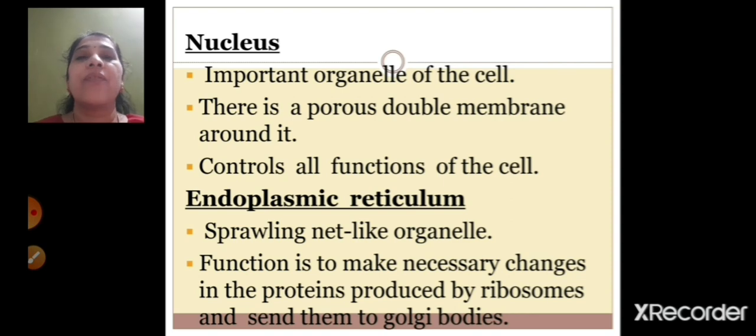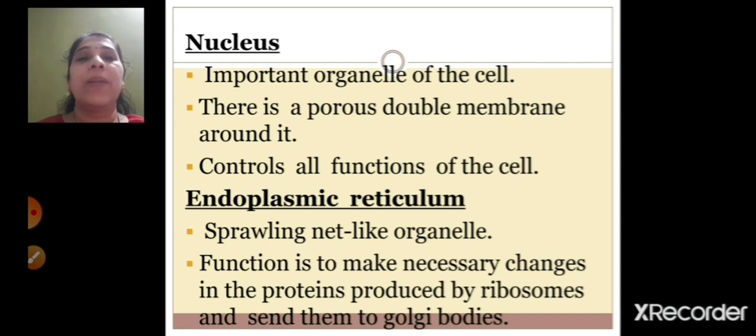So what is the nucleus? The nucleus is the important organelle of the cell, and there is a porous double membrane around it. The function of the nucleus is that it controls all the functions of the cell. So that's the reason the nucleus is a very important organelle of the cell.